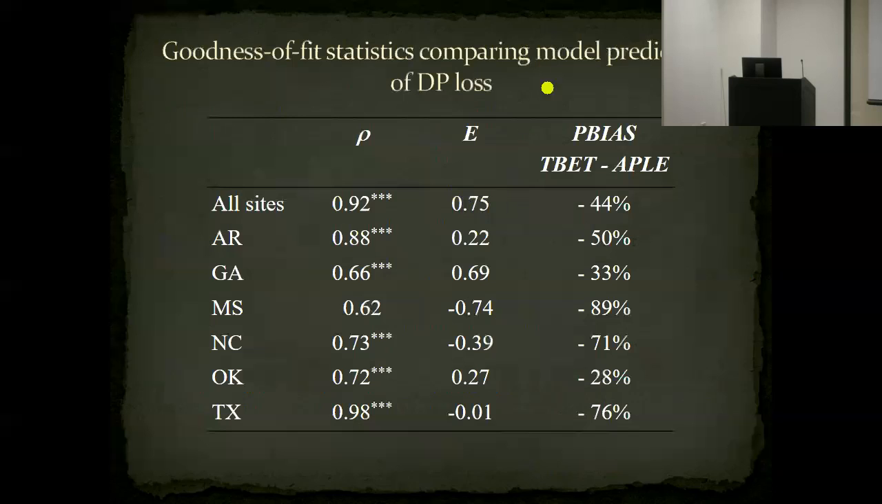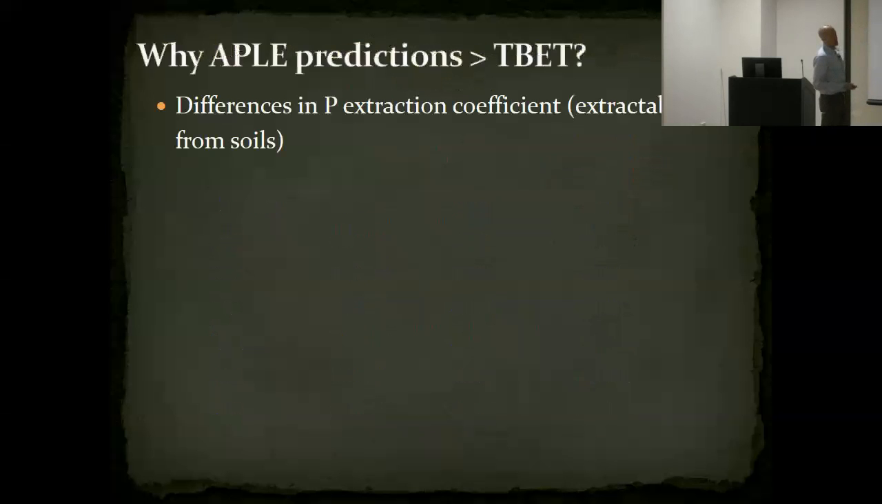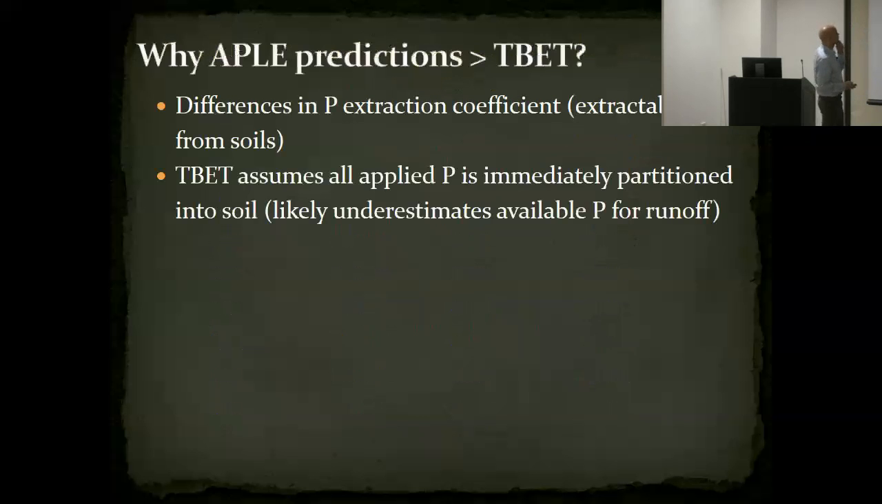So as this percent bias is just a difference between the two, the average difference. And again, as you can see, Apple is consistently predicting higher phosphorus losses. So why? One of the things we want to look at is, all right, if there's a difference, can we explain it? Well, one is there's a difference in the extraction coefficient.